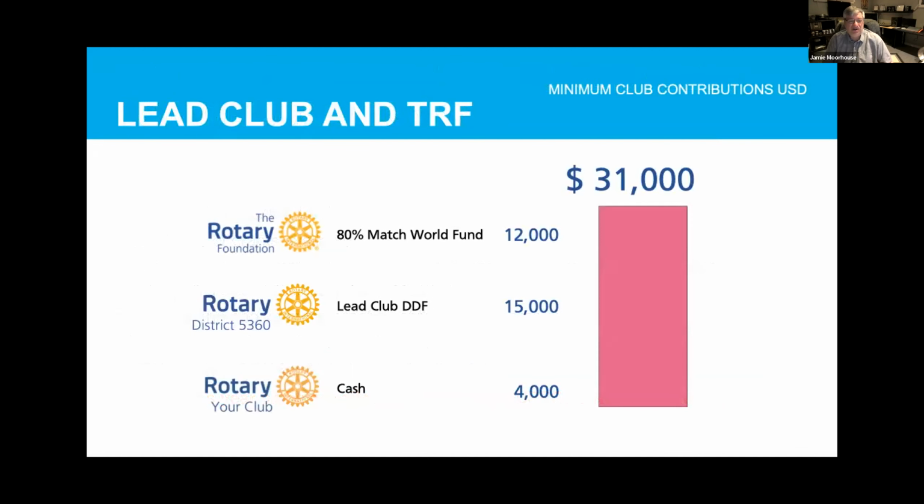So quickly, what does that look like for the minimum club contributions? Your $4,000 gets you $15,000 of DDF, which is matched 80%, so that adds another $12,000, which gives you a $31,000 budget to work with. So you've surpassed the minimum threshold for a global grant project without having to go out and find funds from any place other than your own club.